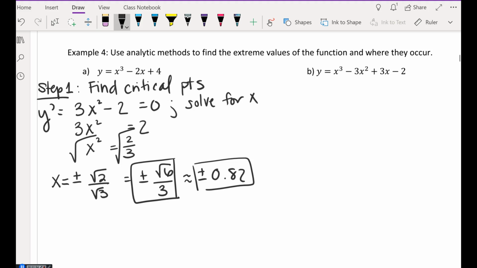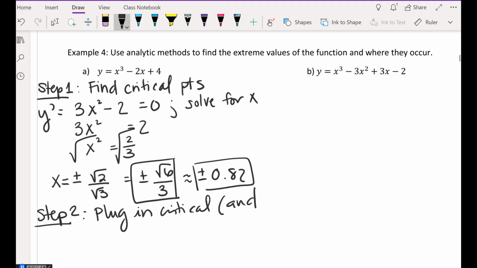Do we have endpoints? No. Okay. So on step 2, normally you would plug in the critical and the endpoints, but in this case we don't have any. Into f of x. Well, why would you do that? Why would you plug in critical or endpoints into the original equation?